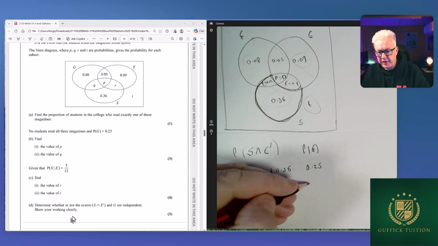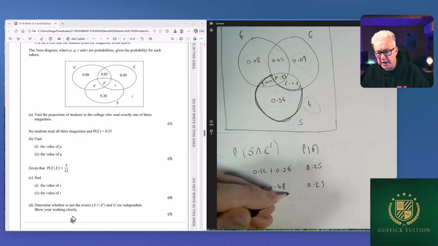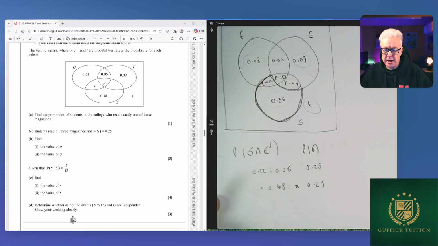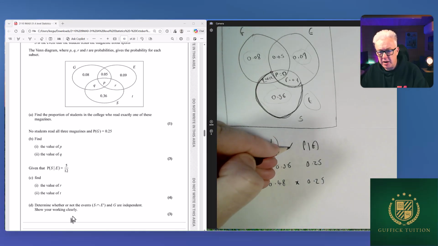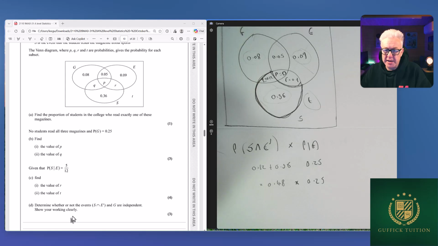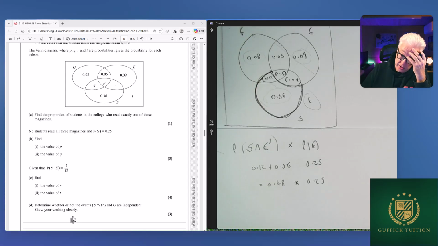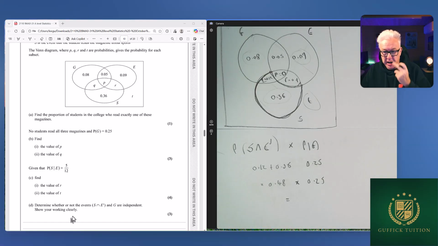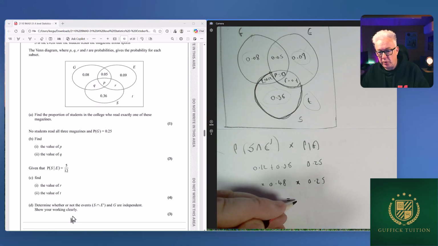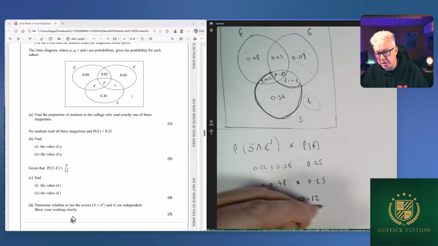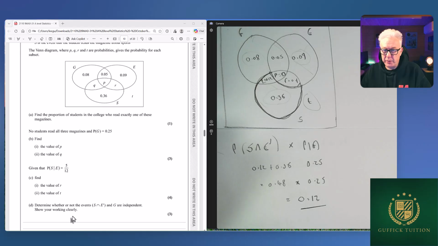Now, if it is in fact the case that these two probabilities are independent of each other, then when we multiply them together, we should find that we get the same as the intersection of S, not E and G from the diagram as well. So let's work out what we get when we work out 0.48 times 0.25. That's going to be a quarter of 0.48, so that's going to be 0.12. So that's what we get when we times them together.